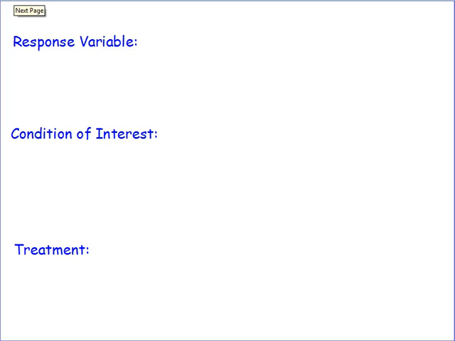When we're looking at observational studies and experiments, one of the most important things is what's called the response variable. The response variable is the thing that we are actually measuring. So when we did our gummy bear experiment, the thing that we were measuring was how far the gummy bear went. So that would have been considered the response variable.